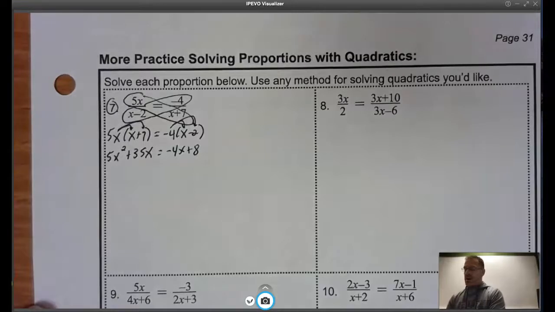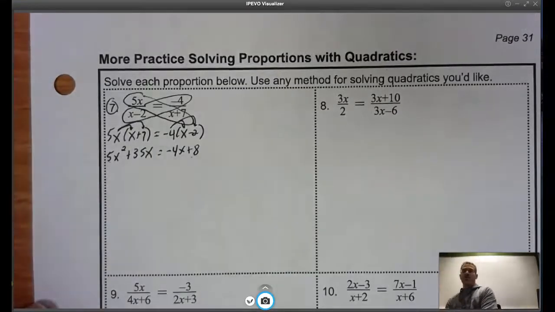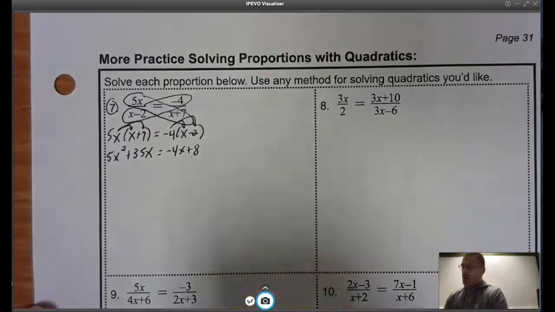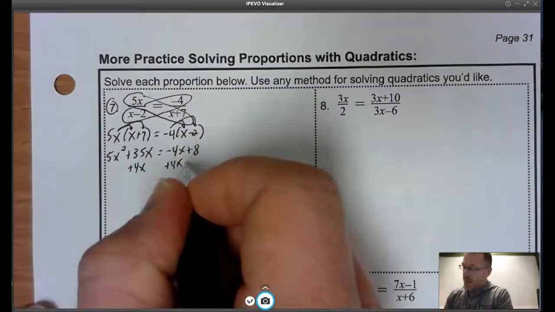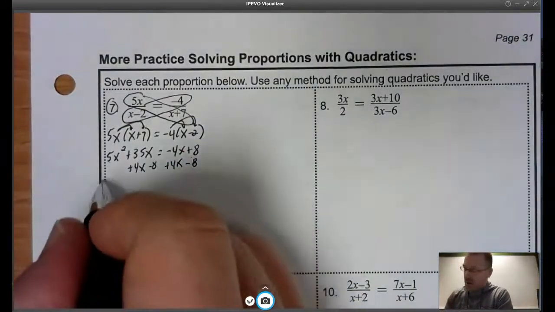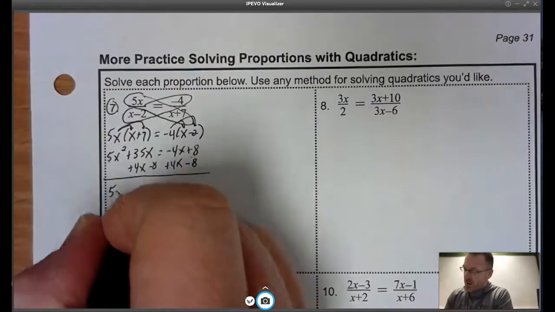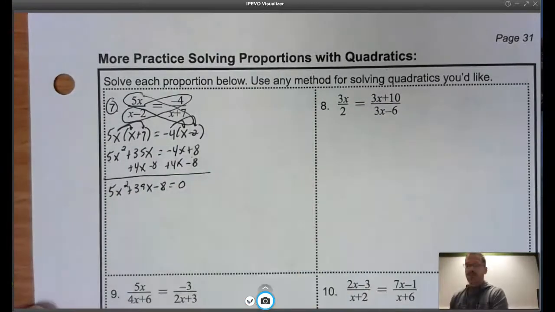Now once again, I see an A term, a B term, and a C term. So this tells me that I'm in quadratic formula or factoring territory. And I must get it equal to 0. So I'm going to add 4x to both sides. And once again, I'm going to subtract 8. And notice there's nothing to combine it with, so I'm going to squeeze it in there at the end. So 5x squared plus 39x minus 8 is equal to 0.